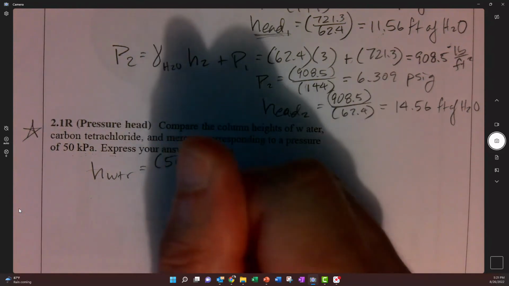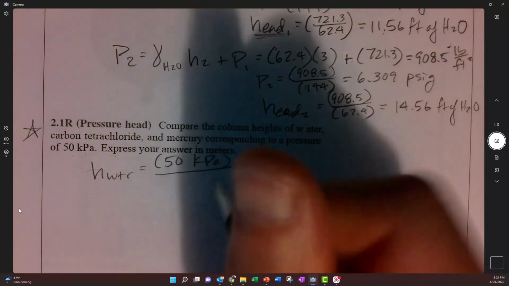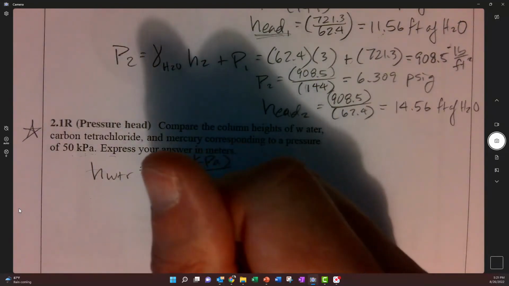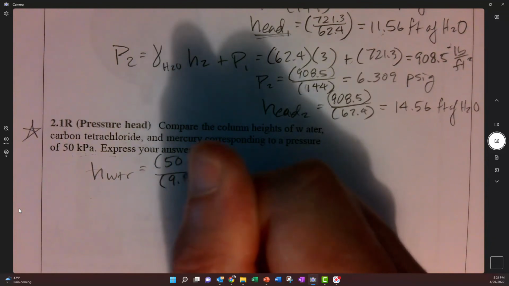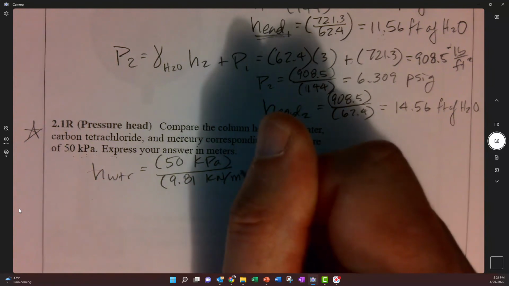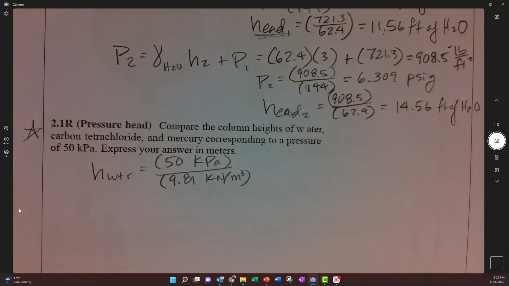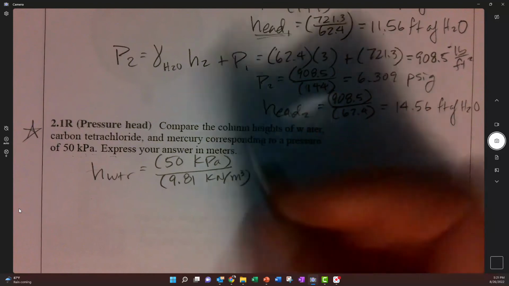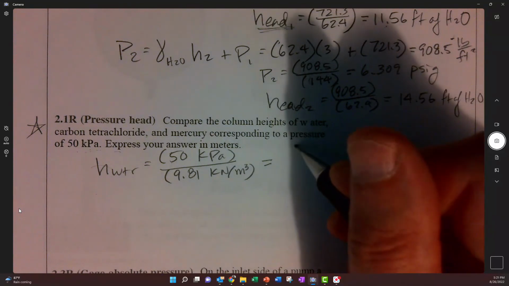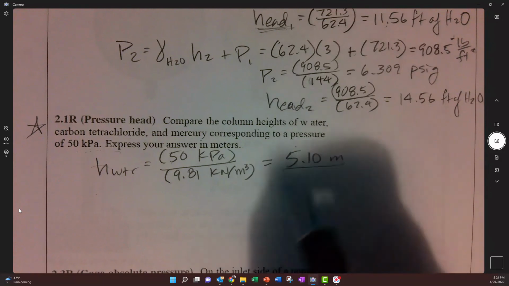kilopascals, and 50 kilopascals, we can take kilopascals, and if we have the weight density of water in kilonewtons per meter cubed, which is 9.81 kilonewton per meter cubed. Yeah, that's supposed to be cubed right there. I have it written wrong on my page. There you go. And you can look this up in our table that we use for the exam equation sheet. We will end up getting 5.10 meters. I just kept it to 3 sig figs right here.